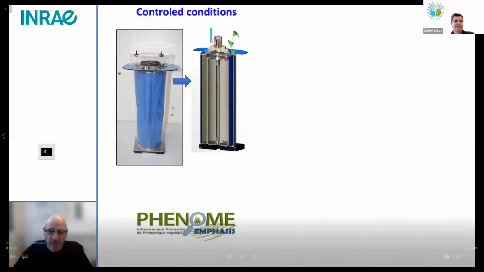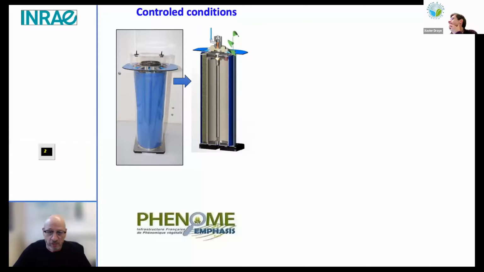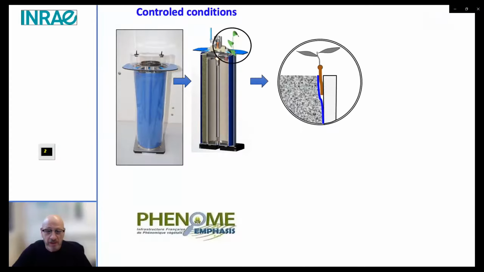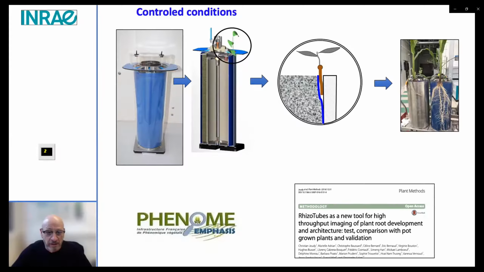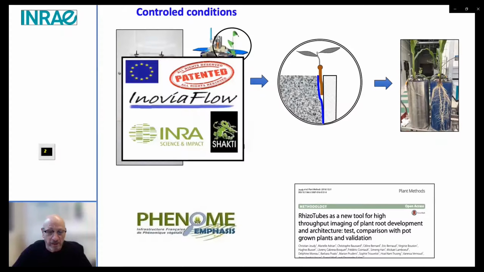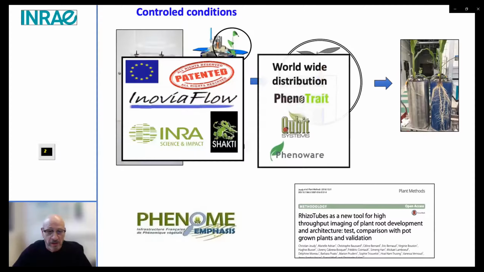At INRAE, we have developed plant containers which allow us to grow plants and see 100% of their roots. Seeds are sown in the rhizotubes and separated from the substrate by a special membrane that allows everything, nutritive solution, rhizodeposits, microbes, to go through, but not the roots. This has been published in a paper, and this has also been patented in Europe in cooperation with 2 private companies. And these innovations are distributed worldwide.